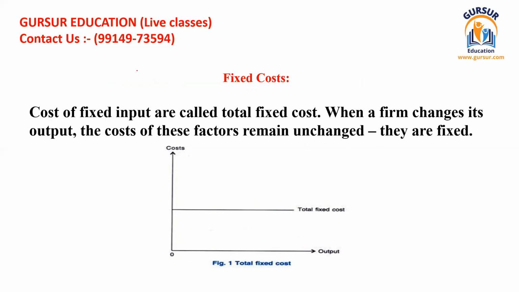This is not going to be changed in the near future. Okay. So the total cost of a fixed input is called total fixed cost, and its curve remains straight, parallel to the OX axis. So this is the OX axis, and this is the total fixed cost curve. That tells you that whatever the units of output you produce, it always remains fixed. This is why this is parallel to the OX axis, and this is known as fixed cost in the short run.